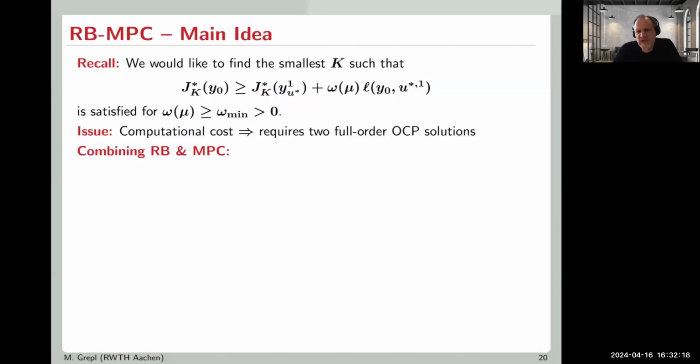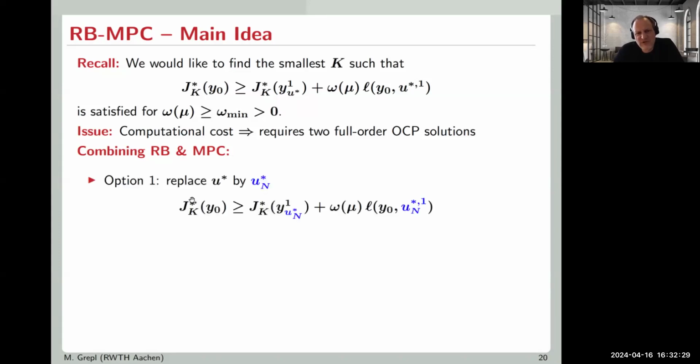Now, how can we go about combining our results on model reduction for finite horizon optimal control problems with a receding horizon idea? Well, option 1 is we could simply replace U star by UN star, which has been done. Basically, it's the obvious idea. It's been done many times in the past. So if I simply go to my relaxed dynamic programming inequality and replace U star by UN star, I obtain this. And now in blue, I basically write down everything that is efficiently computed. So it's a reduced order quantity.